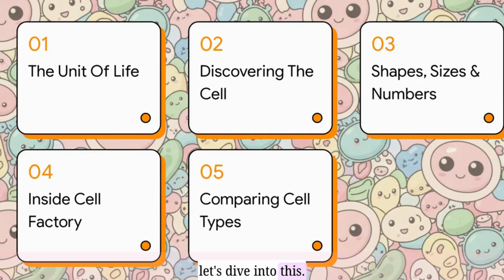Okay, let's dive into this. Here is our roadmap for today. First, the unit of life. Second, discovering the cell. Third, shapes, sizes, and numbers. Fourth, inside the cell factory. And finally, comparing cell types.